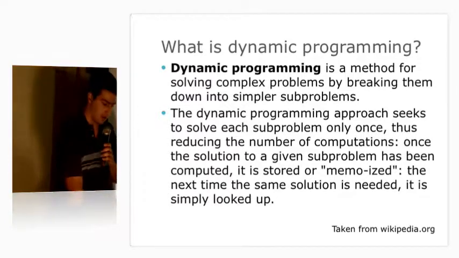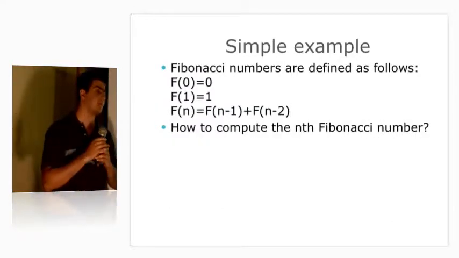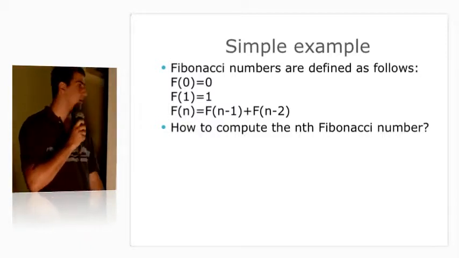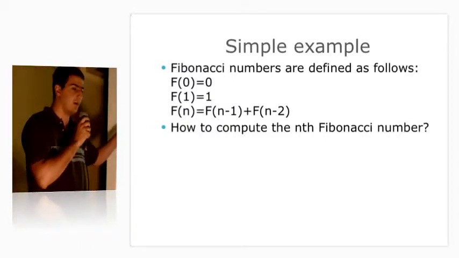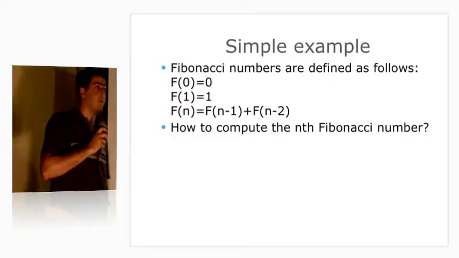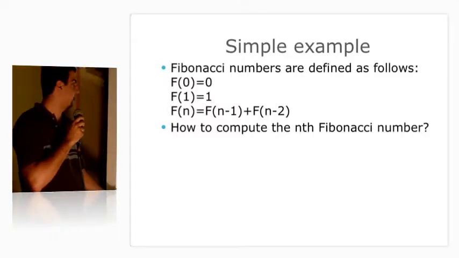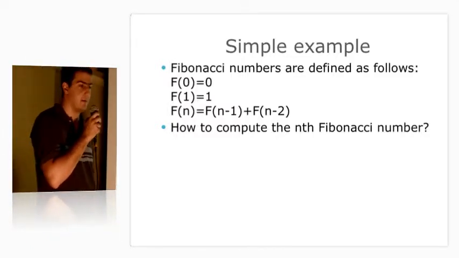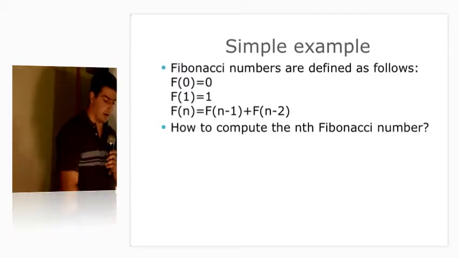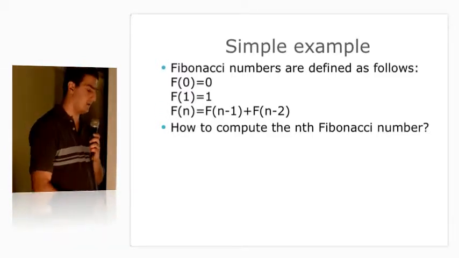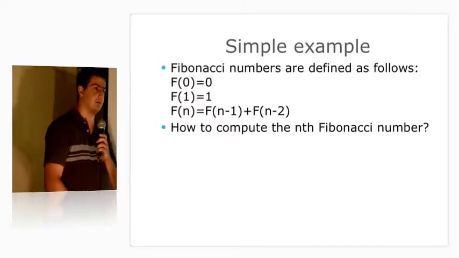I will show you now a simple example, the Fibonacci numbers. The Fibonacci numbers are defined as follows: f of 0 equals 0, f of 1 equals 1, and f of n equals f of n minus 1 plus f of n minus 2. Okay, how do we compute the nth Fibonacci number? There are several methods to do it.